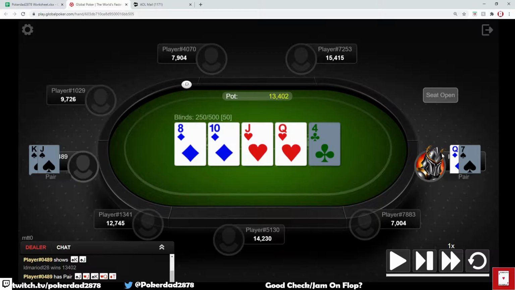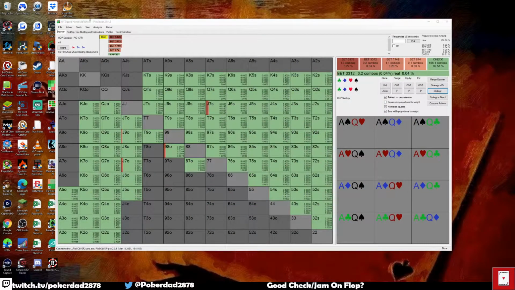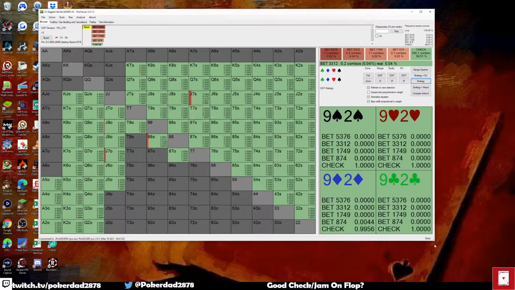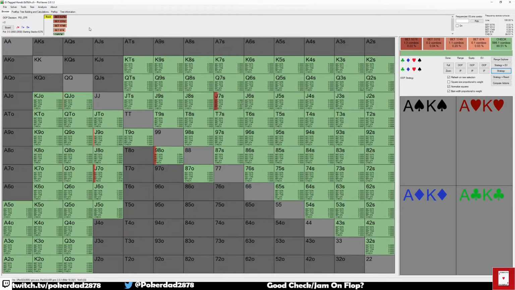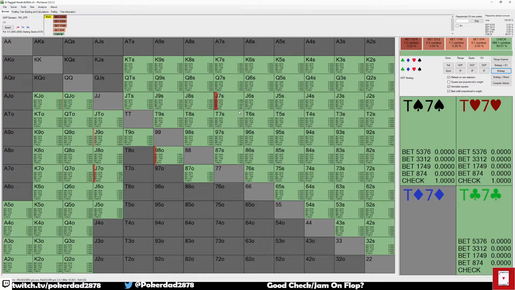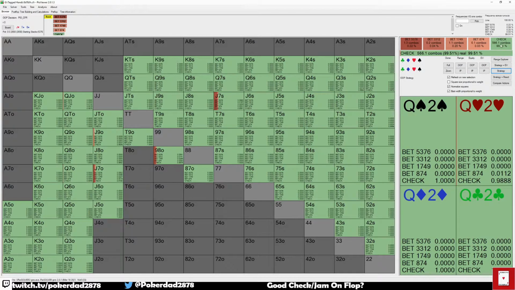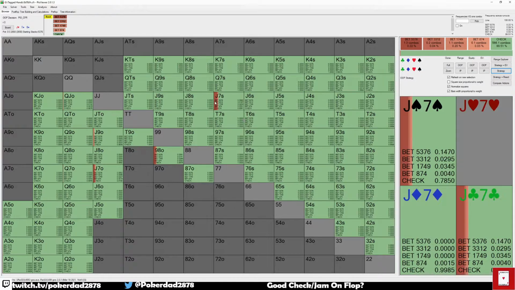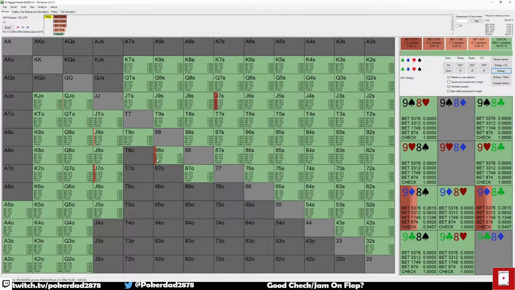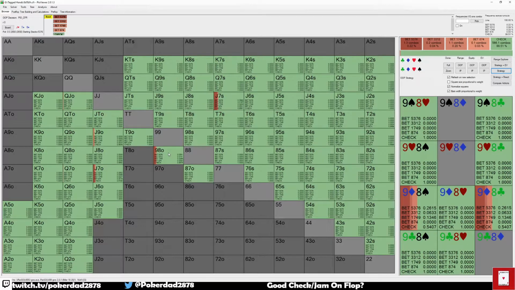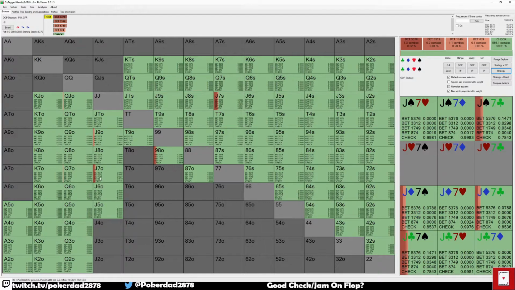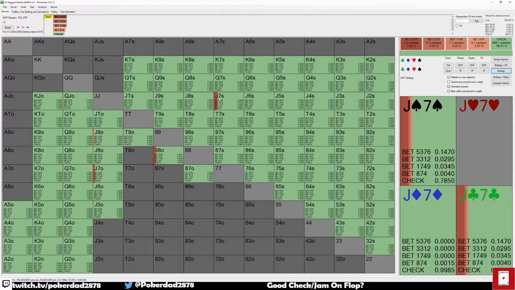But no, let's take a look. So we have the solver here, and obviously we're going to be checking. The solver does have us donk jamming Jack 7, 9 8 here with a diamond. Jack 7 without a diamond too, but super low frequency. Still, really just simplified, I'm going to say we're checking here.